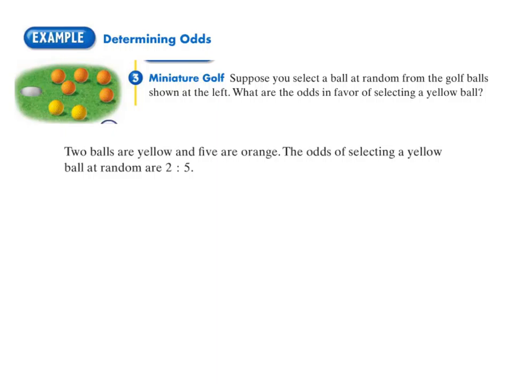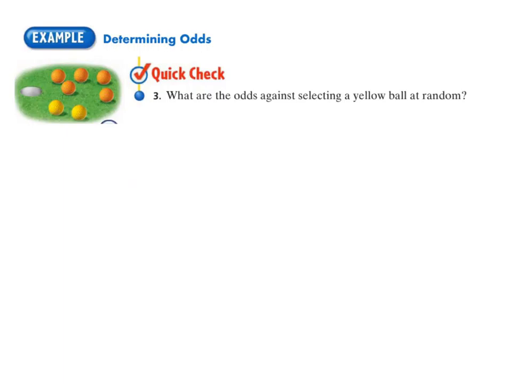Same thing, suppose you select a ball. 2 balls are yellow and 5 are orange. So the odds of selecting a yellow ball at random are 2/5. What are the odds against selecting a yellow ball at random? It is odds against yellow. So how many balls are not yellow? 5. So the odds are 5 unfavorable to 2 yellow balls. So the ratio of odds against yellow is 5 to 2.